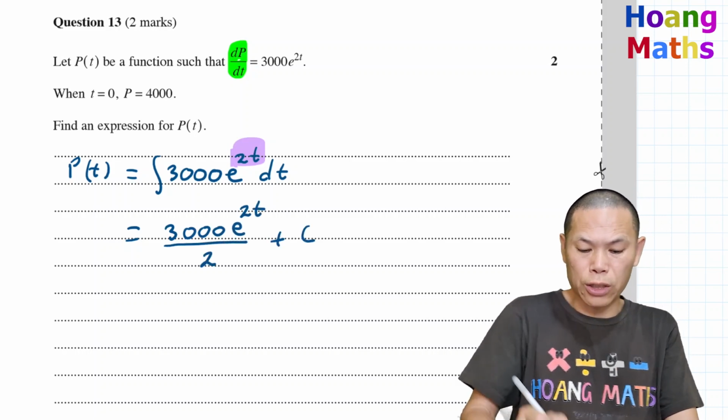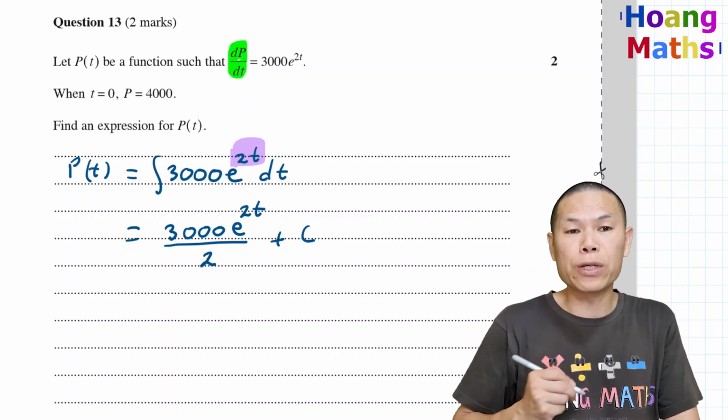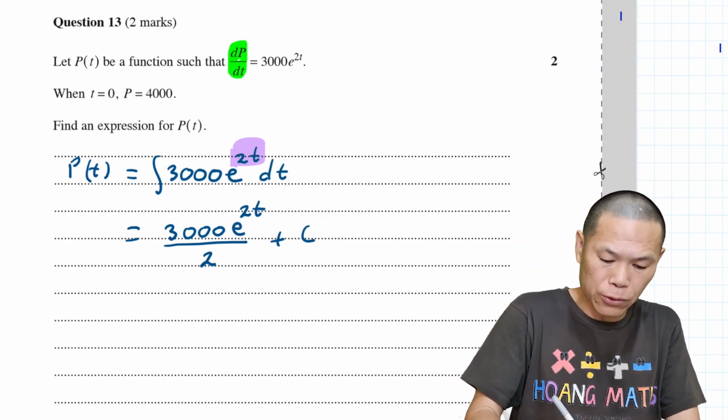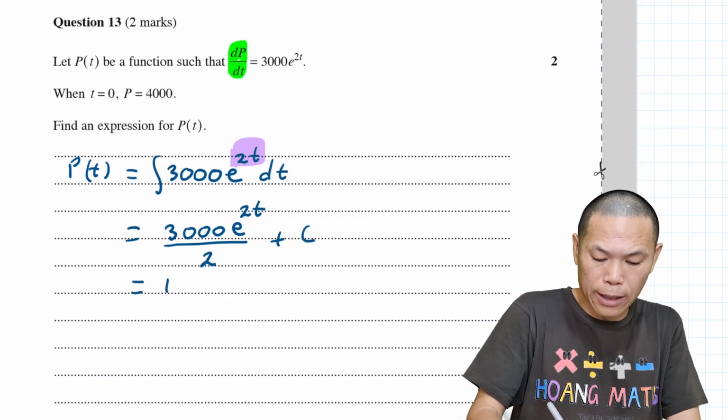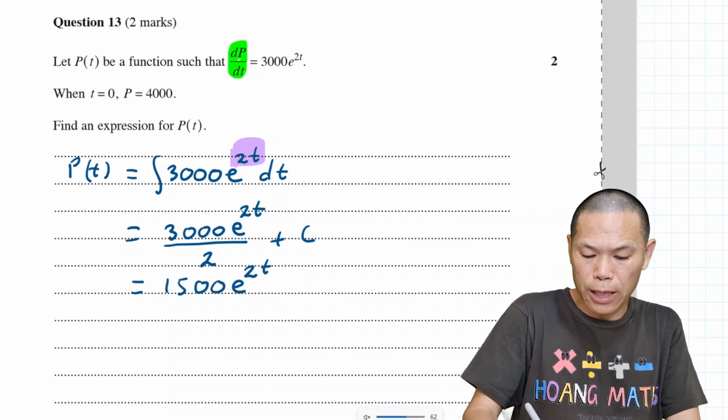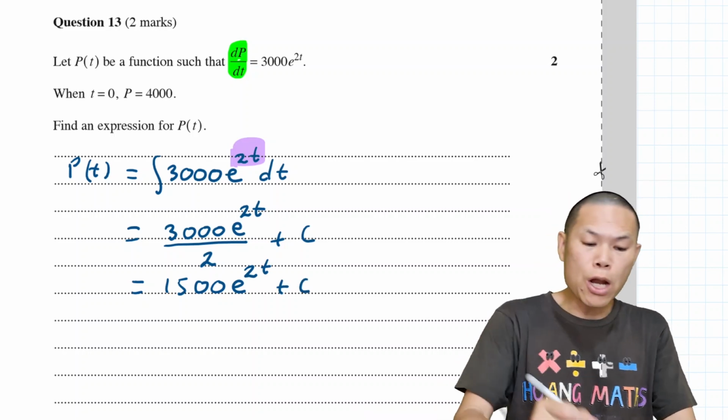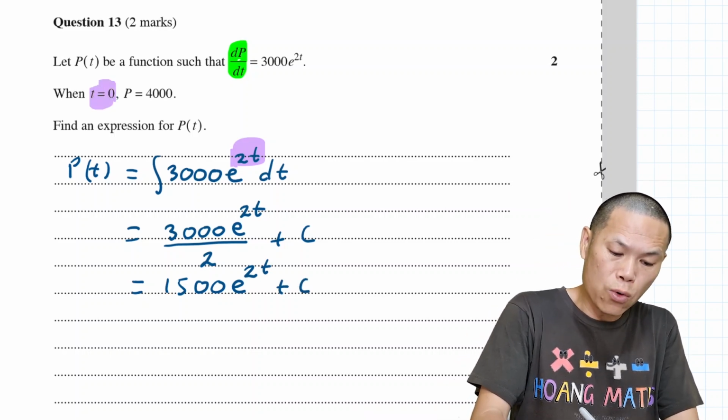And we add a constant, of course. And then half of 3000 is 1500. So that will give me 1500 e to the 2t, add a C. But then we know that when t is 0, P is 4000.